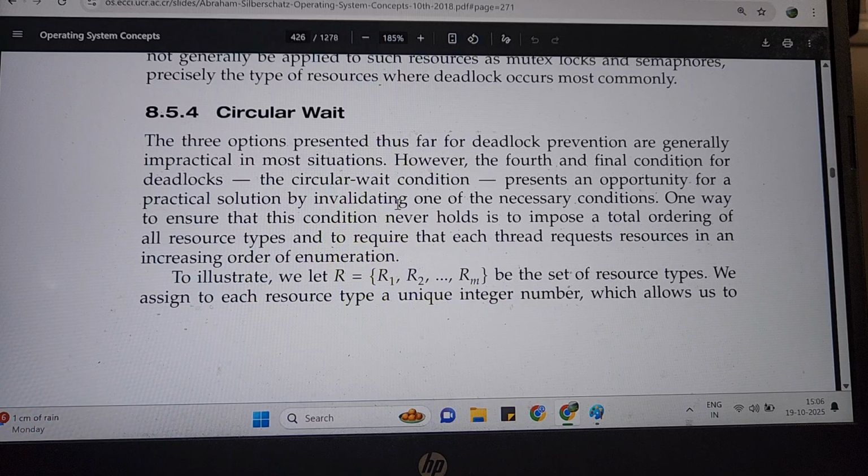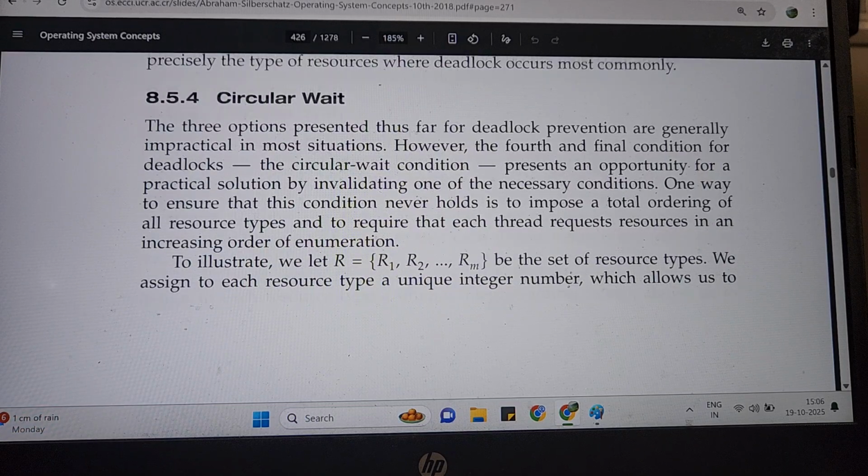That is a circular wait, right? One is waiting on the other, who is waiting on the one. So why did this happen? Because I claimed one resource, he claimed another resource, and neither of us is willing to give up.